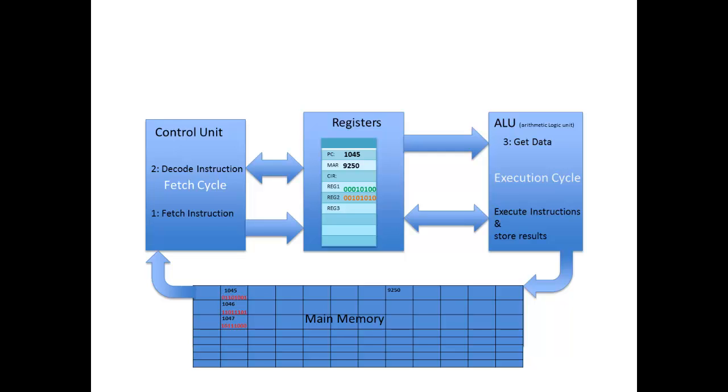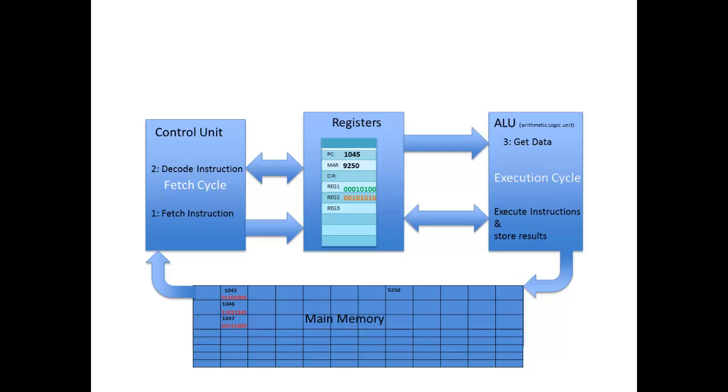So let's take a look at the fetch, decode, and execute cycle in detail. In this example, we've got a program counter that points to memory location 1045, and in there we have an instruction. We have a memory address register which is pointing to memory location 9250, and we have some data that's already sitting in register 1 and register 2.